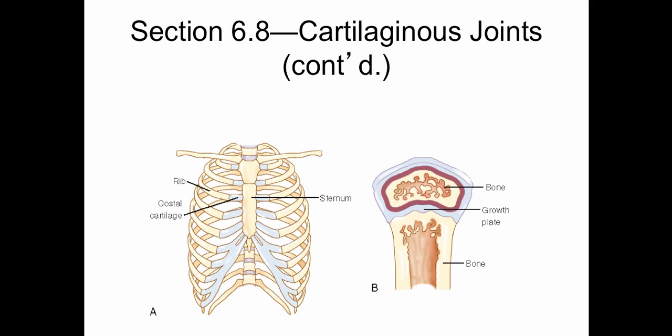Here are some examples of synchondrosis joints, including the hyaline cartilage connecting the ribs to the sternum and the growth plates that occur next to developing long bones.